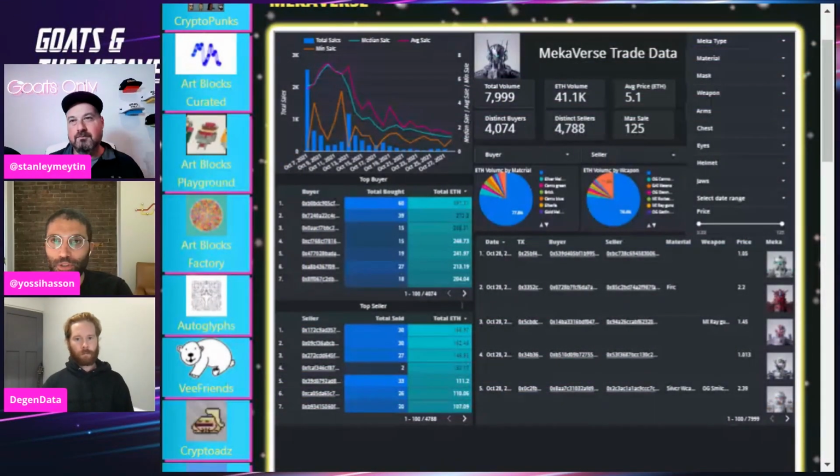Let's go back to Dgen Data. All the data is available and accessible, and you've put it all together brilliantly for us to be able to consume and understand without having to be a blockchain wizard. Why have you done this?